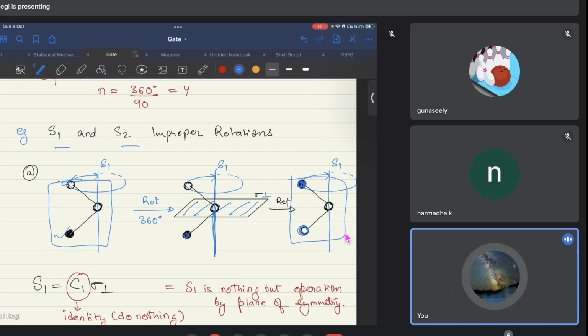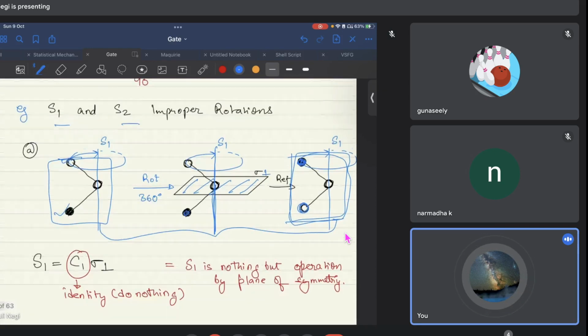Again, Gunasli, if you took the break and someone did the rotation of 360 degrees of your water molecule, which was the water molecule model you kept on your table, and then they did the reflection, again you will see that you cannot define whether it got disturbed, whether this configuration was different. So this combination again is known as S1.